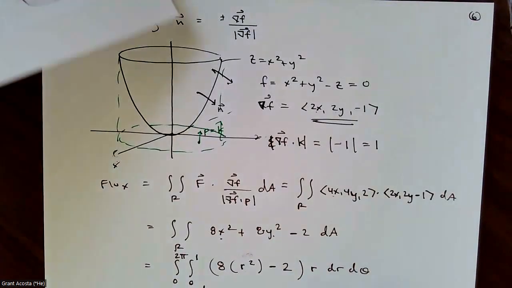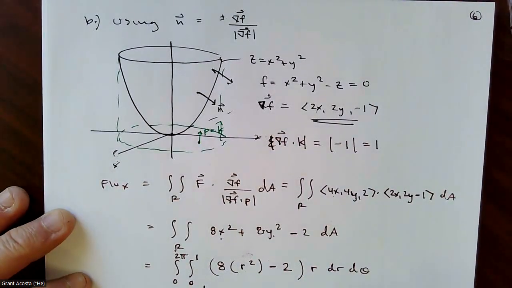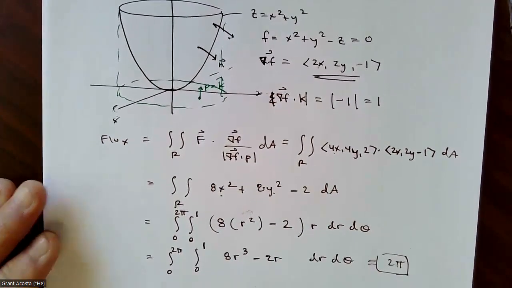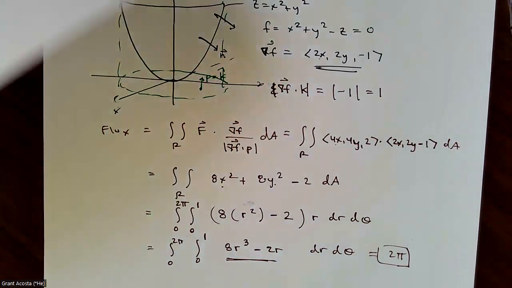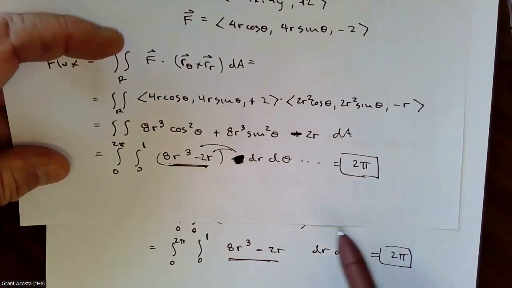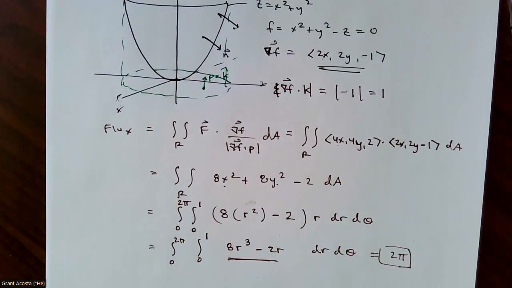And then I can see that these are exactly the same. So this integral should come out to be 2 pi. This should be the same. It's this one. Okay, so good lesson.